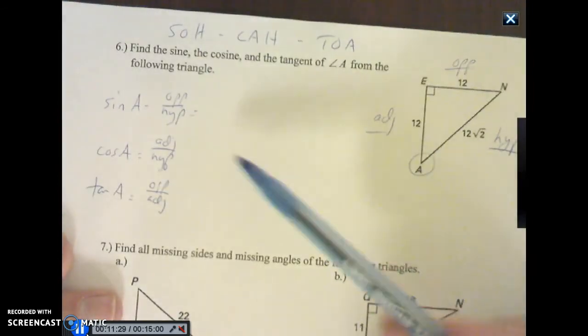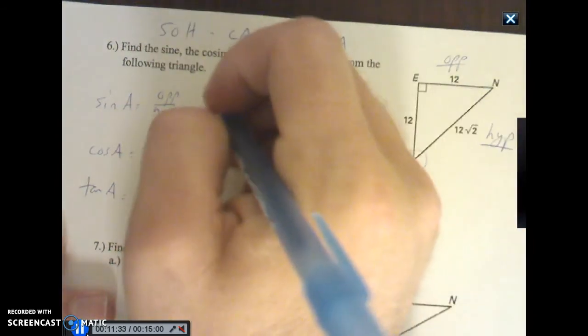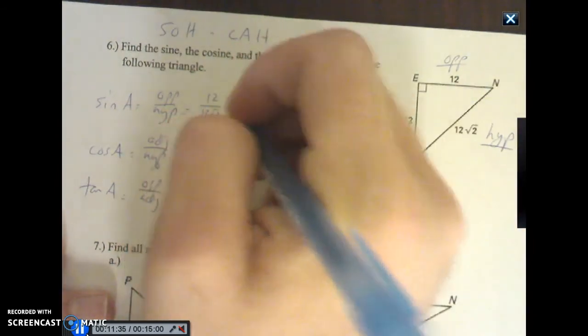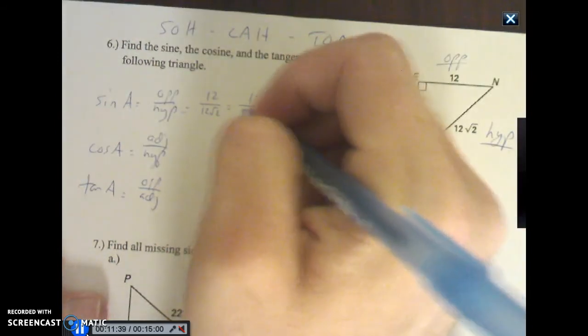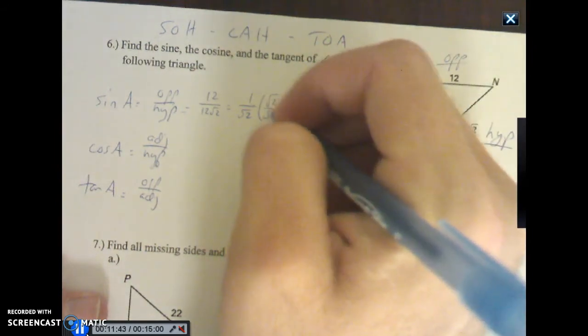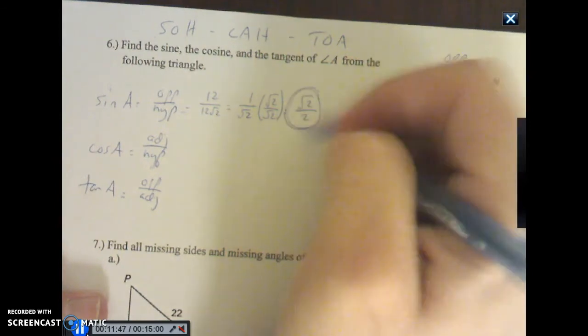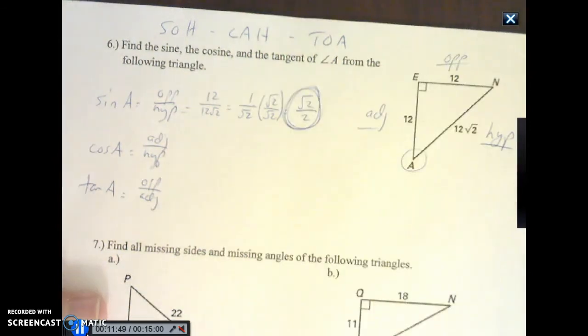Alright. So, for sine, opposite over hypotenuse, 12 over 12 root 2. What happens to your 12s? They become just 1. Have to multiply top and bottom by root 2. Root 2 over 2. Okay, not too bad. Just rationalizing denominators there again.